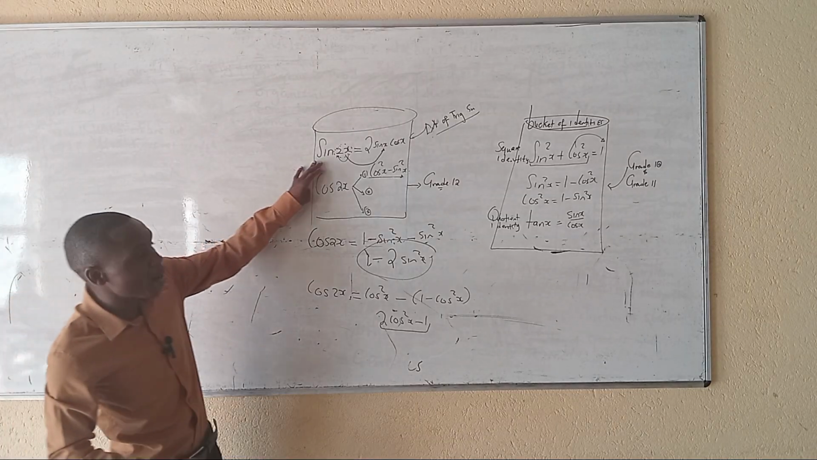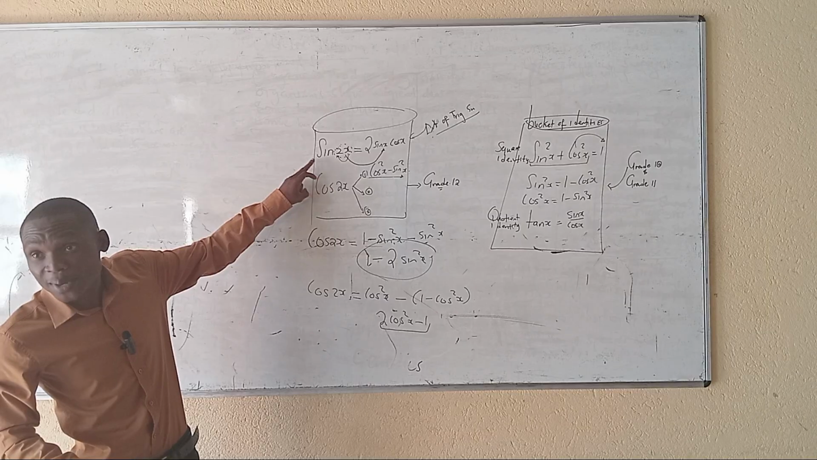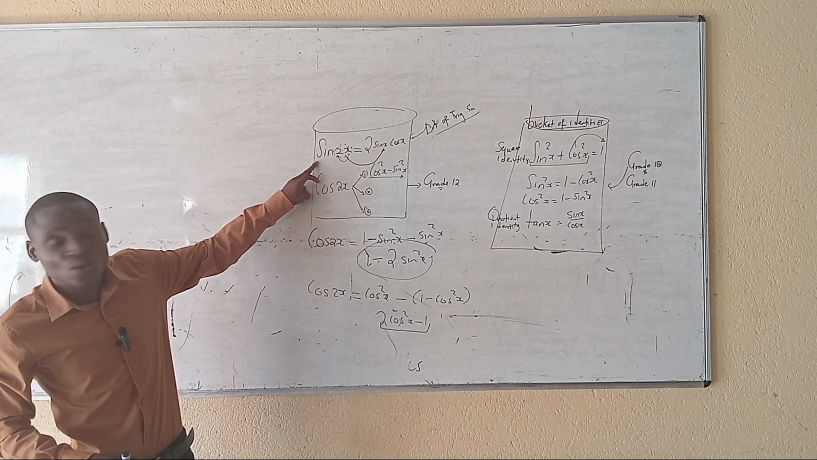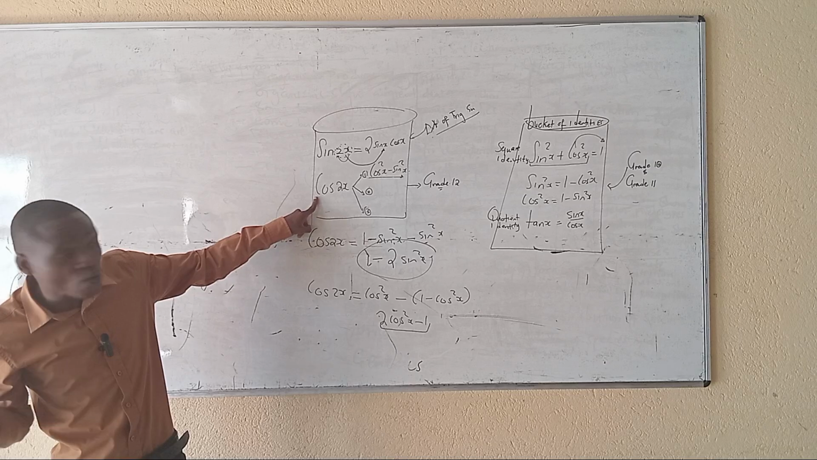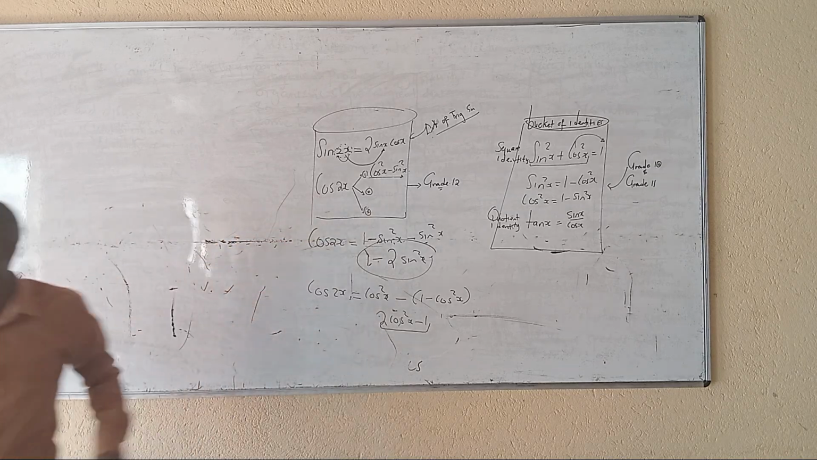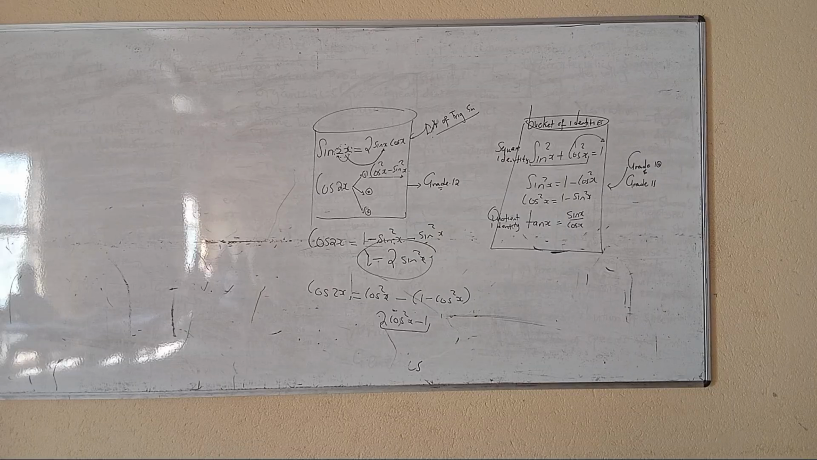We need the double angle identity of sine. We need the double angle identity of what? Of cos. Another identity that you need is the one for compound angles. You also need a compound angle identity, but we'll talk about it sometime. Let's keep it aside a bit.